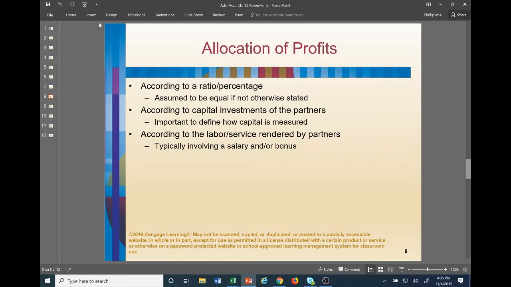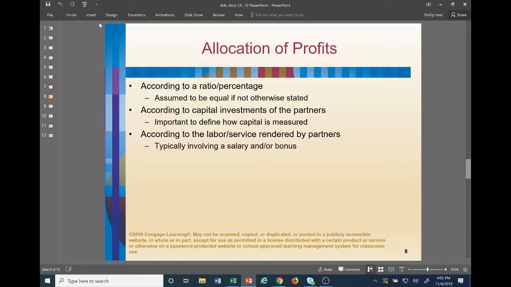Now, it is important that the partnership agreement clearly establish how invested capital is to be determined. Since each partner's equity is really a combination of capital and drawing account balances, partners' drawings may be offset against the balances in their respective capital accounts for purposes of allocating income based on invested capital.